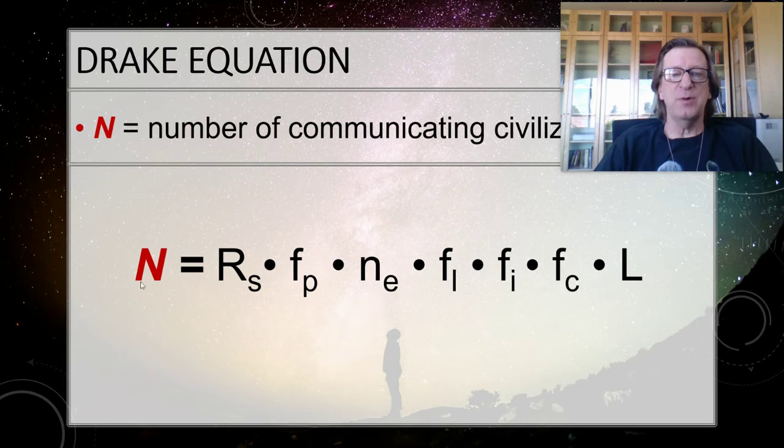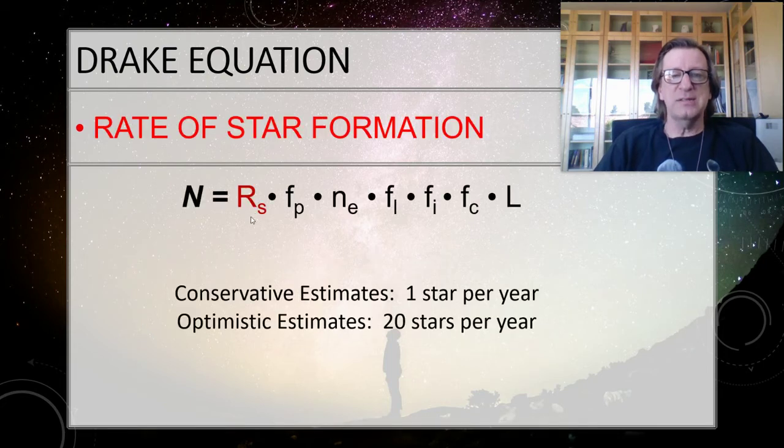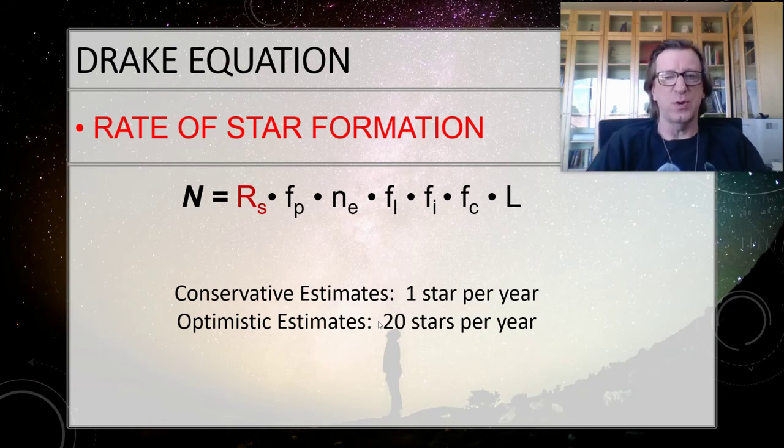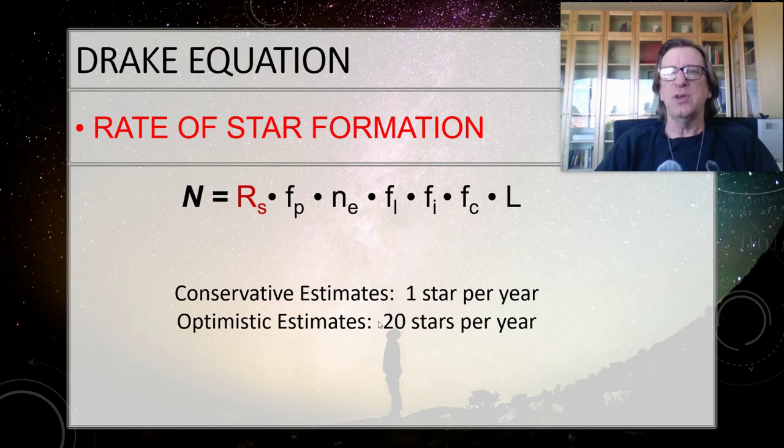So N, remember, is the number of communicating alien civilizations in the galaxy. This is what we're looking for. RS is the rate of star formation. So conservatively, you might say about 1 star per year in the entire galaxy is being formed. Optimistically, maybe about 20 stars per year. Remember, it can take several million years for a star to form. So pause the video. You write down how many stars per year you think are being born in the galaxy.